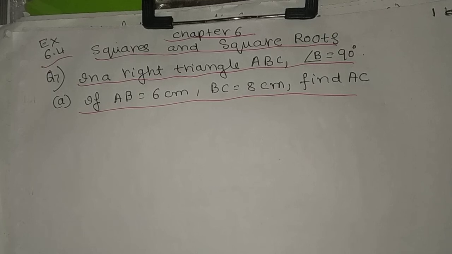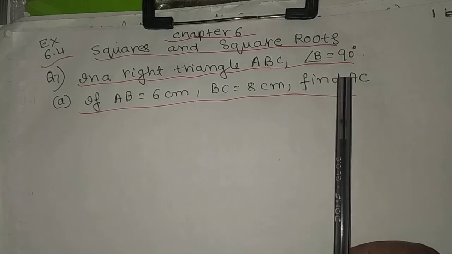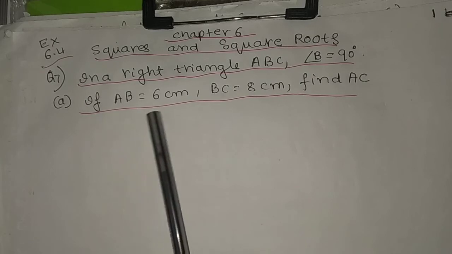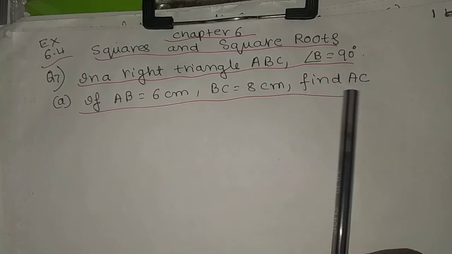Welcome students, let us continue the chapter 6 squares and square roots, exercise 6.4 and question 7. In question 7, they are given a right triangle ABC, angle B is 90 degrees. The first part of the question is A: if AB is equal to 6 cm, BC is equal to 8 centimeters, find AC.